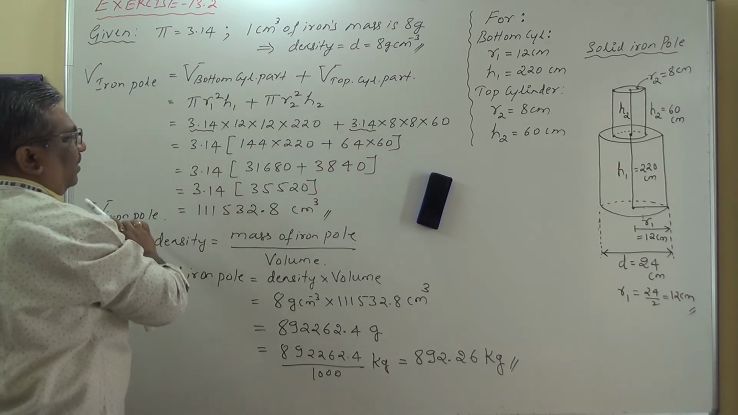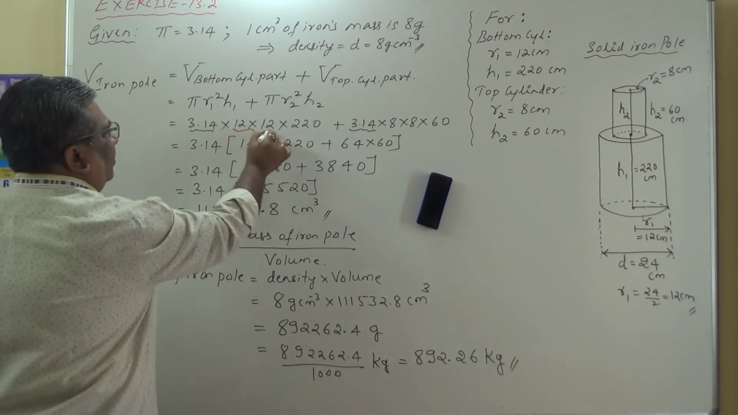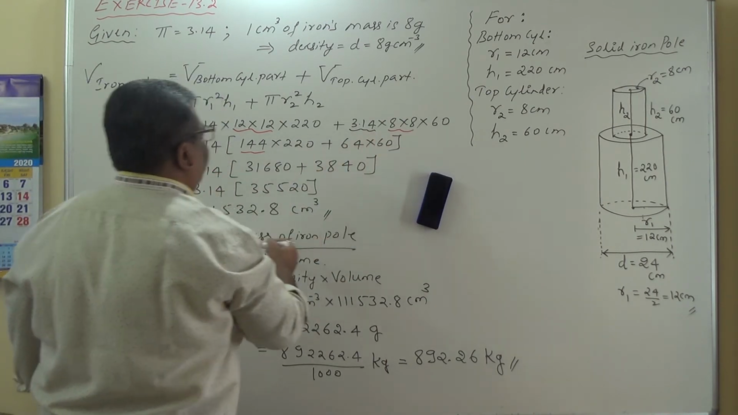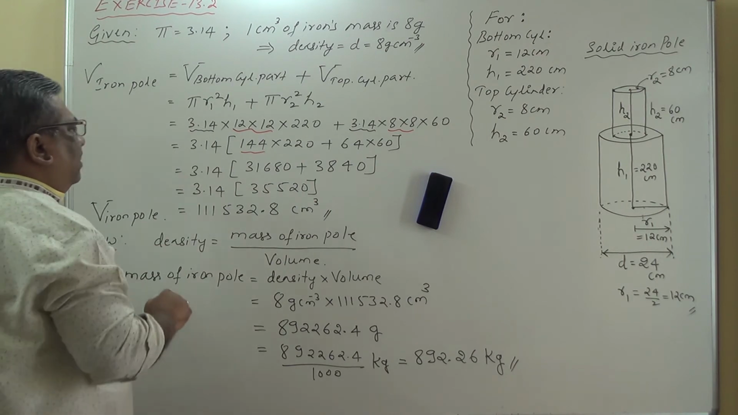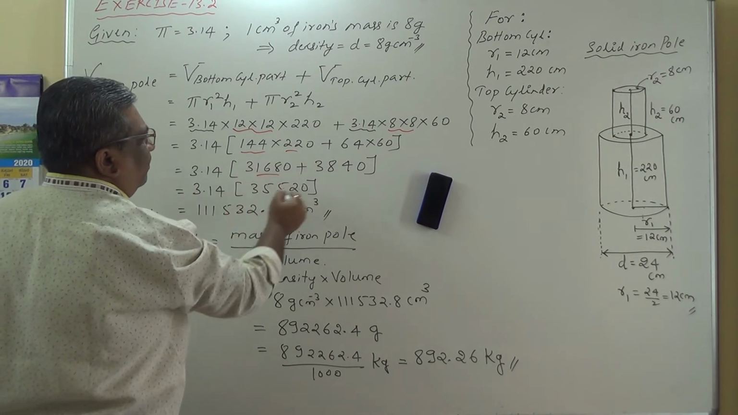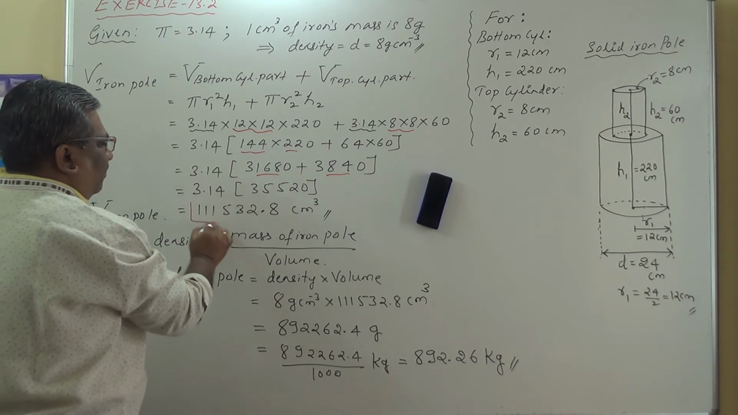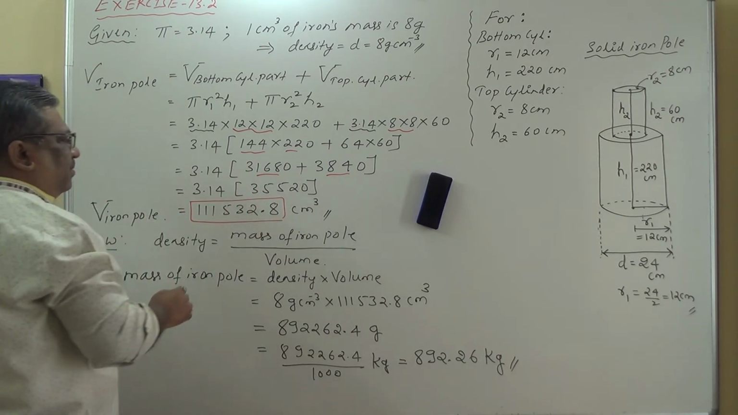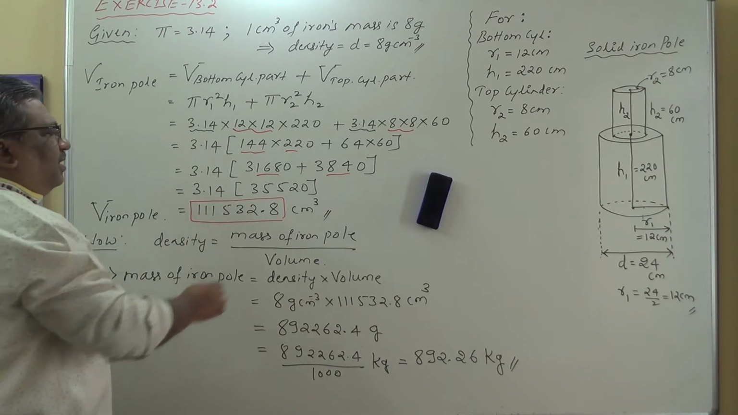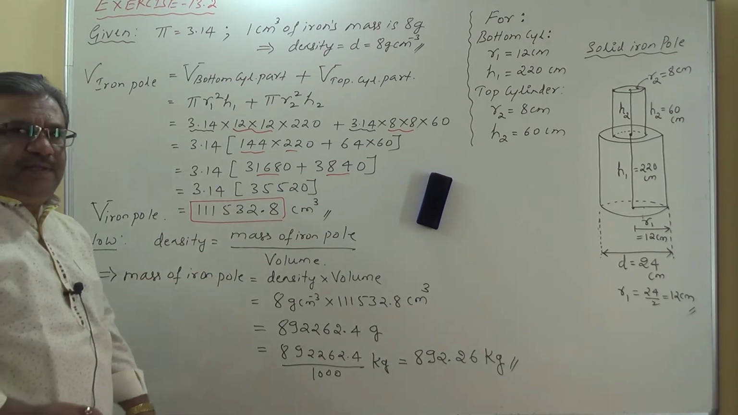Take 3.14 common, then it is the multiplication over here. This 12 into 12, 144 into 220, and this is 64 into 60, whereas 3.14 is taken common. So you multiply to get 31680 and 3840, and finally 3.14 into this value gives you 1,11,532.8 cubic centimeters as the volume. I think this is clear up till now.